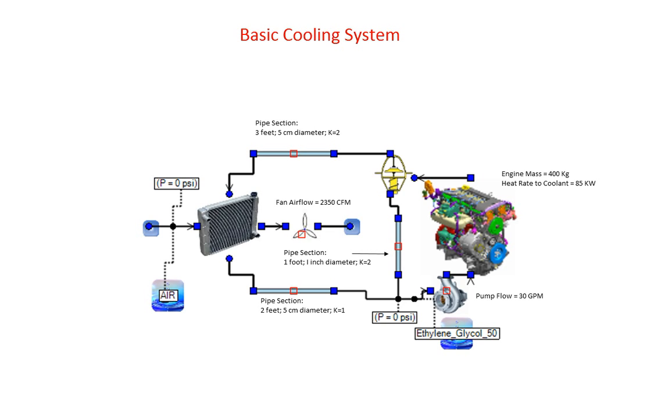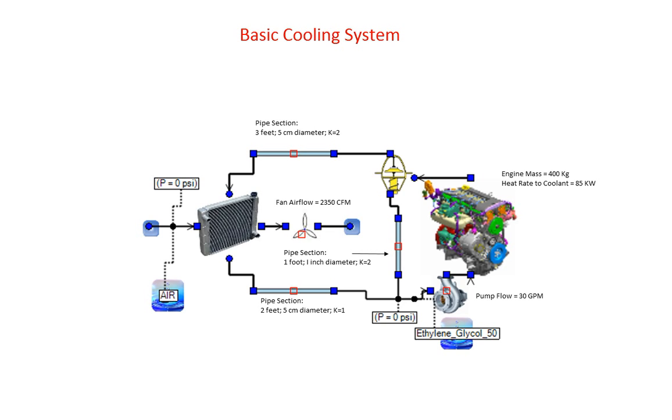The main flow goes through a pipe section, 3 feet long, 5 centimeters diameter, with a loss of 2 going to the radiator. And from the radiator, there's another pipe section, 2 feet long, 5 centimeter diameter, and loss of 1. The secondary flow from the thermostat flows to the inlet of the pump through a pipe section of 1 foot long, 1 inch diameter, with a loss coefficient of 2.